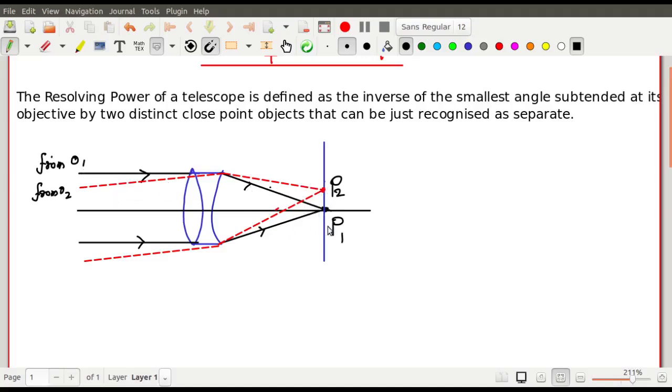P1 is the central maximum of O1, and P2 is the central maximum of O2, shown here. That is what I have shown over here, and this angle I call, suppose, d theta. I use a magenta color, and this angle I call d theta, meaning the angular separation between them is d theta, right? Is it clear to you? And d theta is very small. Even after this smallness, if my instrument is able to detect it as two different objects, then I will call it well resolved, and my instrument has a good resolving power. That is the idea.